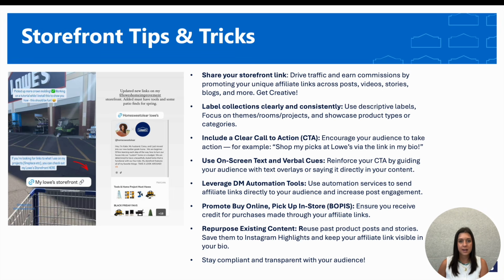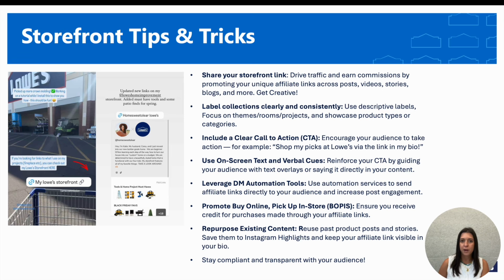Encourage your audience to take an action. Shop the link in my bio, shop my favorite picks. Use on-screen text and verbal cues. Reinforce your call to action by guiding your audience with text overlays or saying it directly in your content. Leverage DM automation tools. Use automation services to send DMs with affiliate links directly to your audience and increase your post engagement in the process.